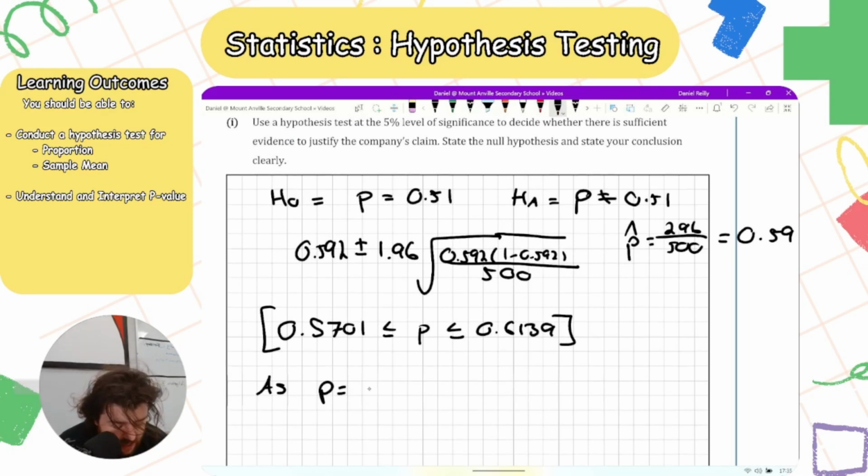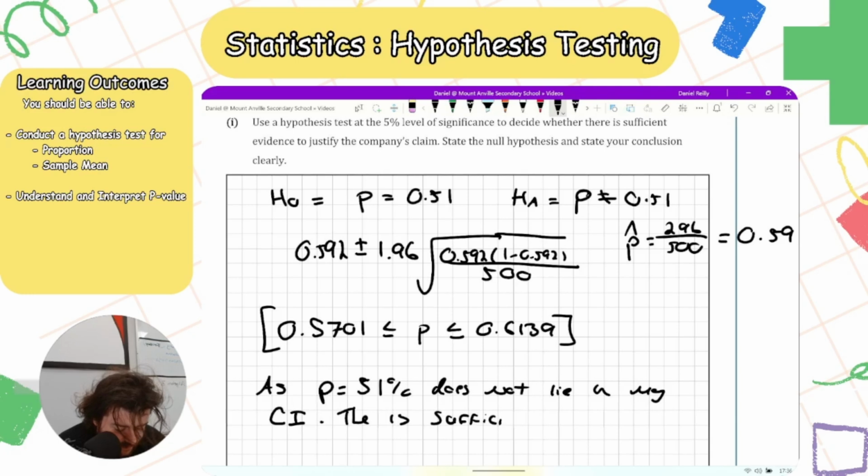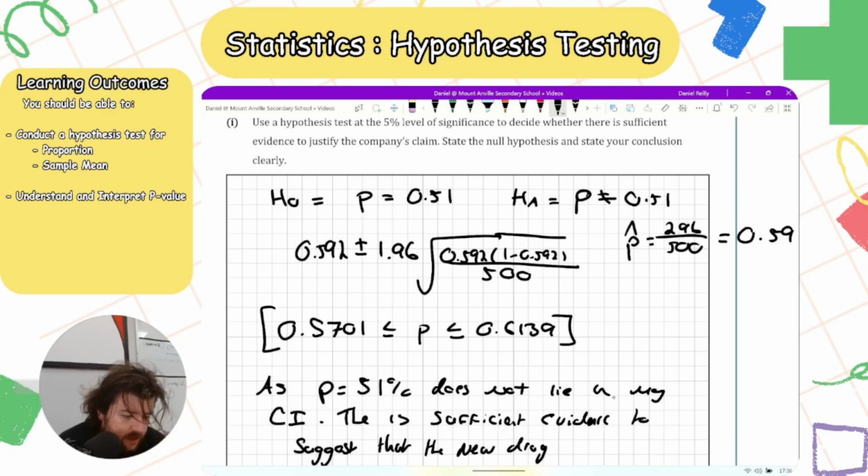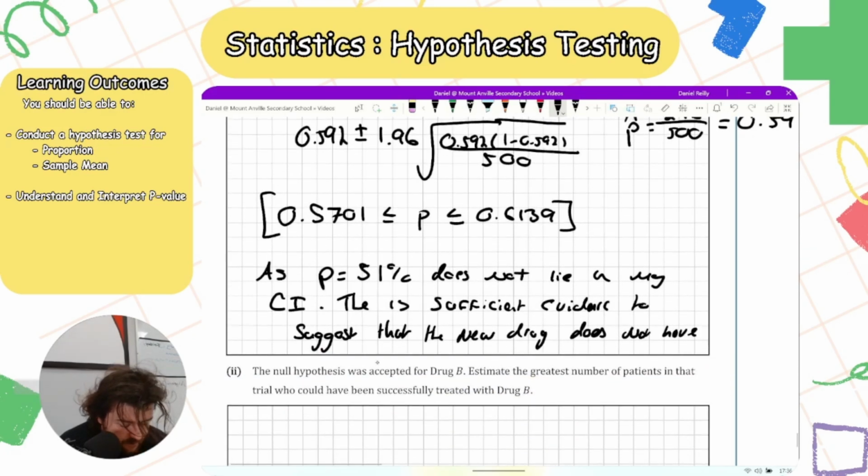So as p equals 51% does not lie in my confidence interval, there is sufficient evidence to suggest that the new drug does not have the same success as generic.